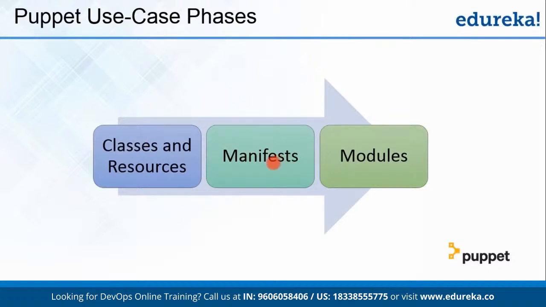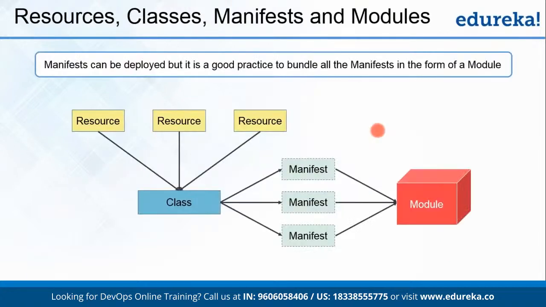So let us move forward, and before actually doing this, it is very important for you to understand certain basics of Puppet, like what are classes, resources, manifests, modules, all those things. We'll move forward and understand those things one by one. First of all, I'll explain resources, classes, manifests and modules separately. But before that, let me give you an overview of these things. How do they work together?